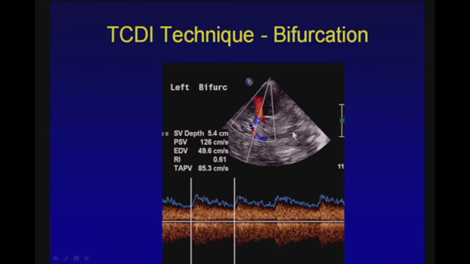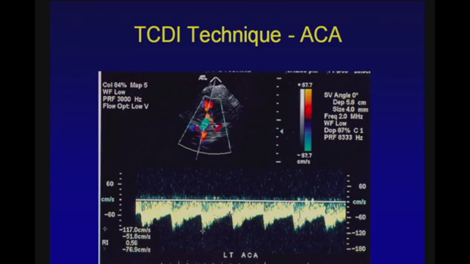At the level of the bifurcation, one gets flow away from the transducer, which is the anterior cerebral artery, as well as flow towards the transducer, which is the middle cerebral artery. This gives you a biphasic wave pattern, which in this case is the bifurcation. Angling slightly anteriorly and a little more distally, one gets flow in a reverse direction, and this is the anterior cerebral artery.